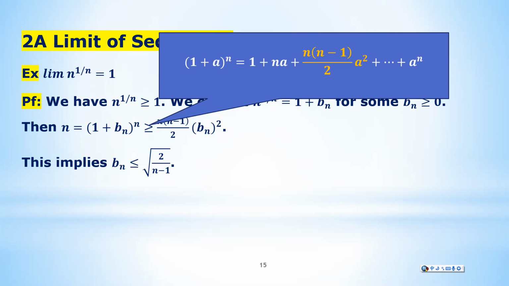You see, the n canceled, okay? So on the left side is exactly 1. The right side, you have a square on the bn, and also you have n minus 1 divided by 2. So you divide this number to the other side, you get 2 over n minus 1. Then you take a square root. So therefore you get bn is less than or equal to square root 2 over n minus 1. So that's a new control on bn in this new case.